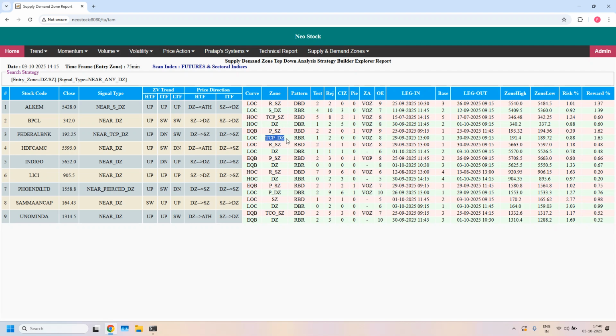Next one is Federal Bank. That's it. We got 2 75 minutes high liquidity demand zones from this list.